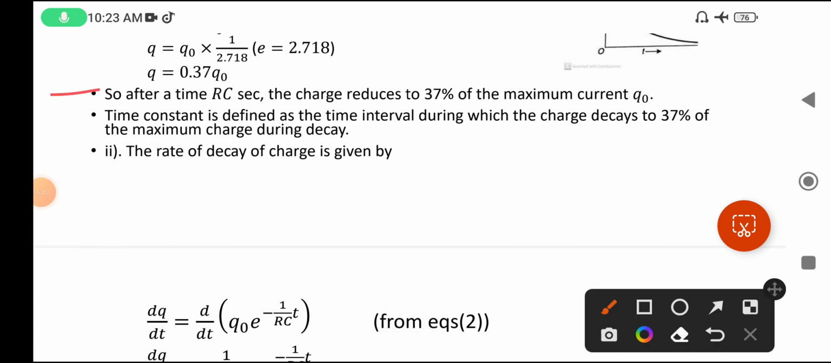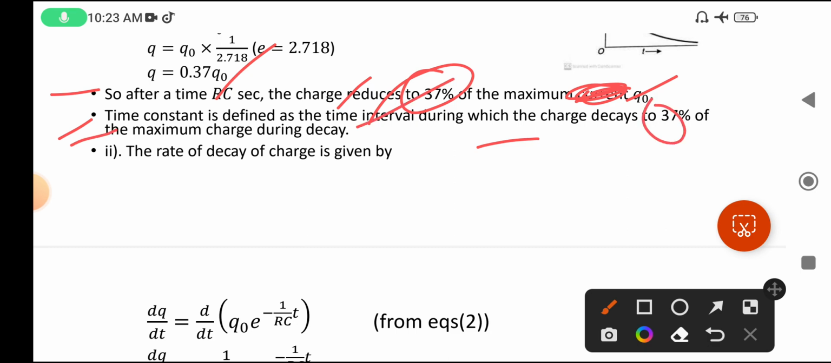After t equals RC seconds, the charge reduces to 37% of the maximum charge. It is not current, it is the maximum charge q naught. So the time constant is defined as the time interval during which the charge decays to 37% of the maximum charge during decay. It means how much time it takes to decrease to 37%, that is called the time constant.